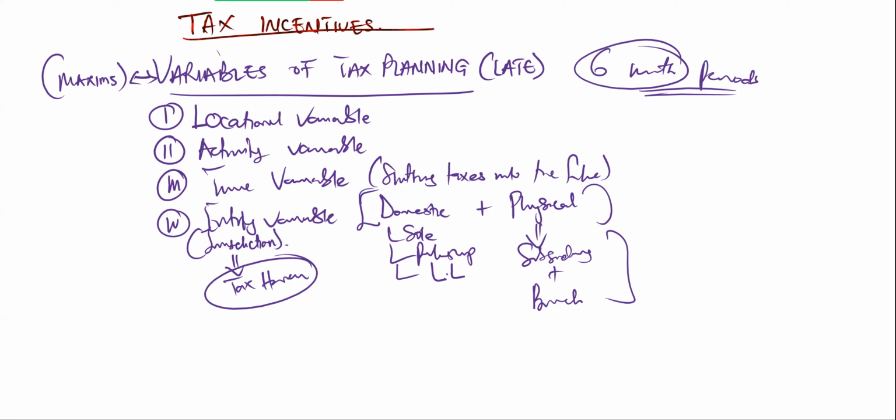Now, these variables have many aspects. First of all, let's talk about the locational incentive. The locational variable tells us what particular location we should site our business that has the lowest tax effect. In Ghana, I categorize the locational variables into four. What are these four?